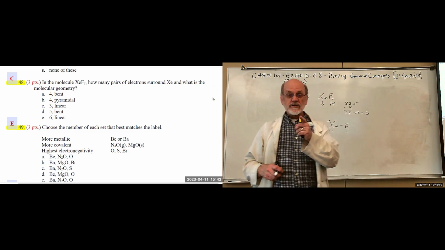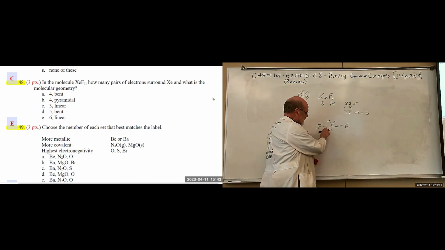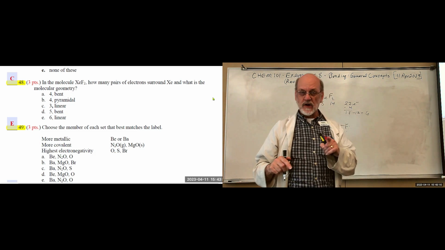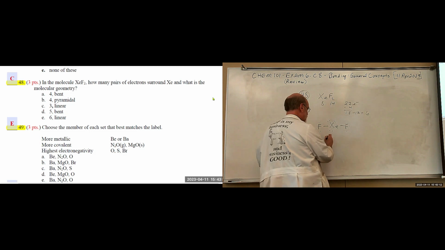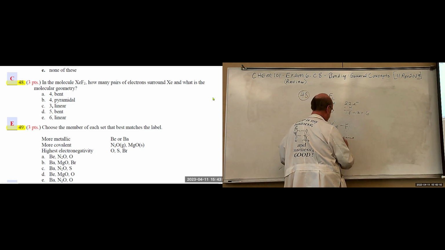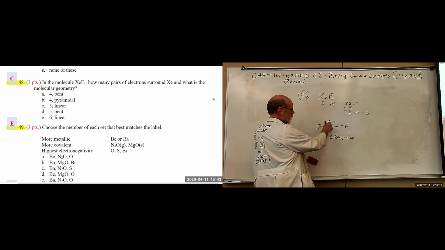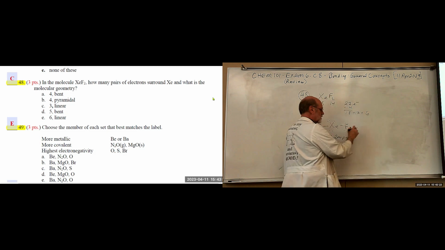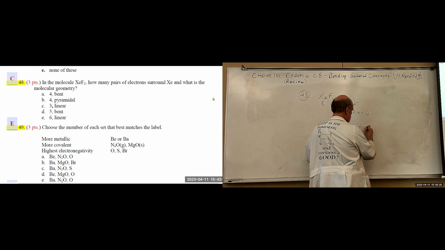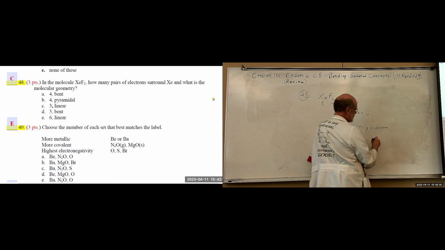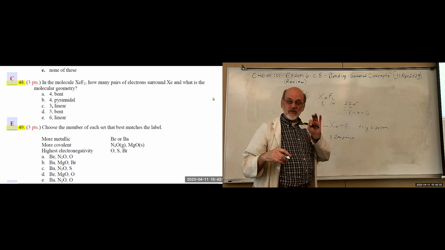That is a misleading question, because these can be counted as a pair also, one bond. It should say how many lone pairs of electrons. Lone pairs, so you have 3 lone pairs, and you have 1, 2, 3, 4, 5 groups, which means trigonal bipyramid. Trigonal bipyramid electronic structure.